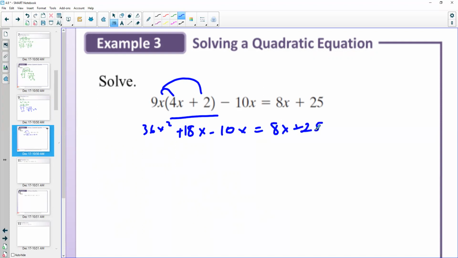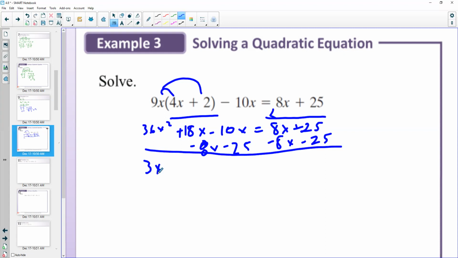Whew. And the other thing I need to do is move all that stuff to the left, because I need it to be on the other side. So I'm going to move it over: minus 8x minus 25. And I'm going to combine like terms as I go. So 36x squared is here. Plus 18x minus 10x would be 8x. Minus 8x is no x's. So minus 25 equals 0. So I have 36x squared minus 25 equals 0.